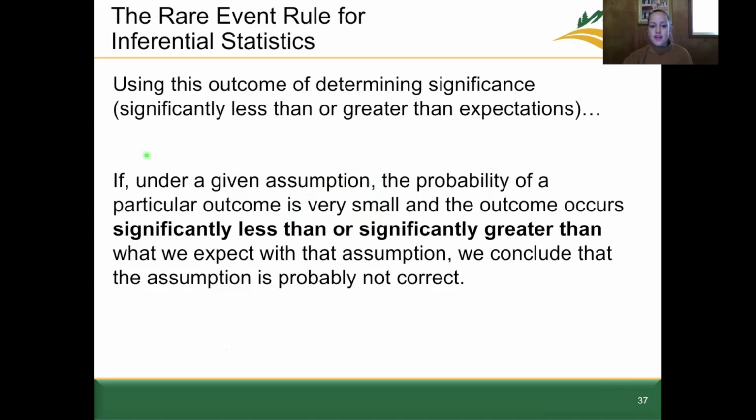Further on in the semester, we'll get more into assumptions, and are we proving our assumption false or true? Still related to determining significance, if under a given assumption the probability of a particular event is very small and the outcome occurs significantly less than or significantly greater than what we expect with that assumption, then we need to look at what assumptions went into that calculation. And then we'll likely conclude that that assumption is probably not correct.